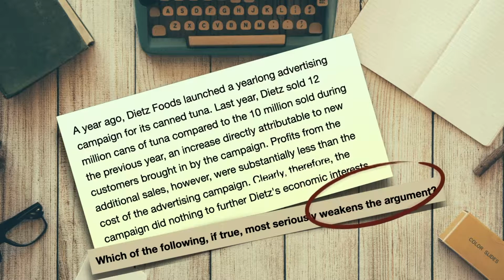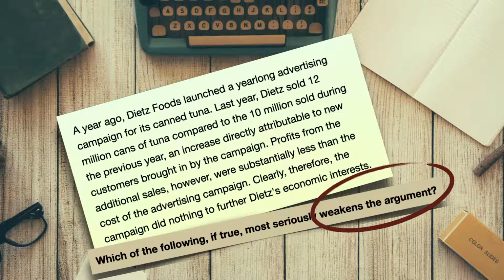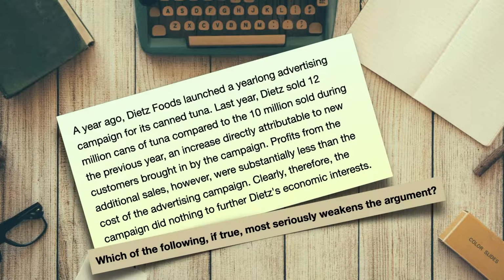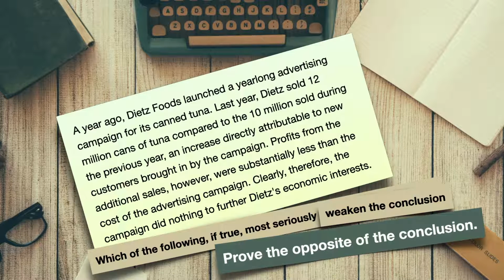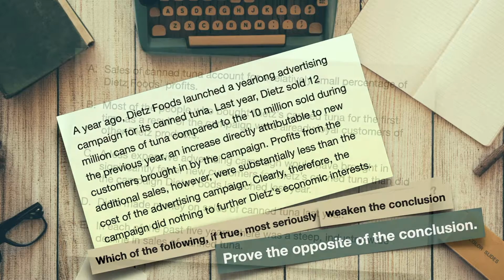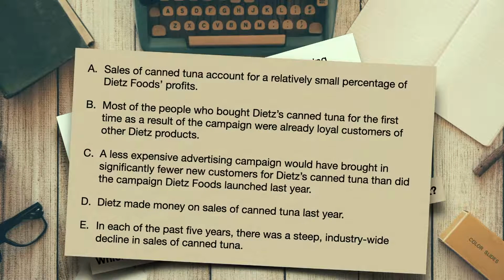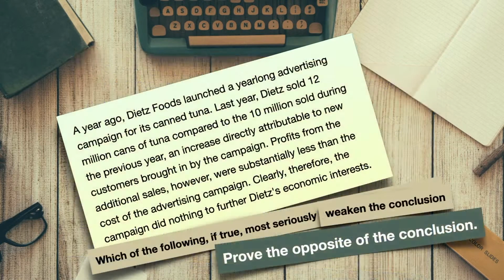Also notice that the question asks you to weaken the argument, which means you have to weaken the conclusion. Which in turn means that you have to, broadly speaking, prove the very opposite of the conclusion. And how do you do that? Well, you pick an option among the 5 that, together with the information in the argument, helps you weaken the conclusion. That is, helps you prove the very opposite of the conclusion.